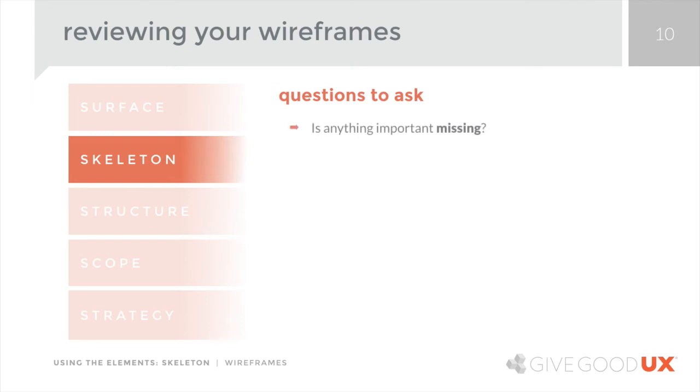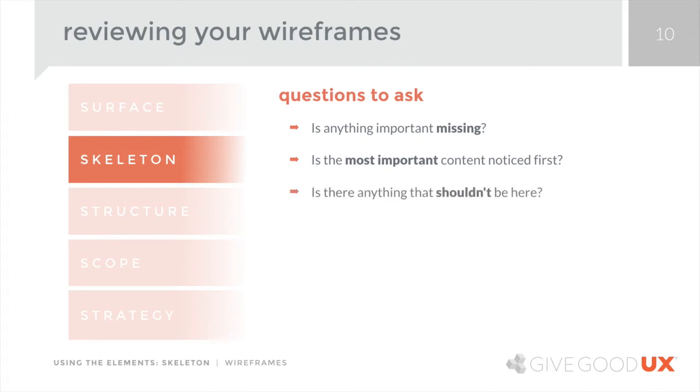Number one, is anything important missing? Have I left anything out? Are there any things that we talked about prior to now that aren't represented here? Is the most important content noticed first? Have I done a good job organizing this stuff and prioritizing it in a way that the most important stuff is what the person sees immediately, when they would come to this page? Next, is there anything here that shouldn't be here?